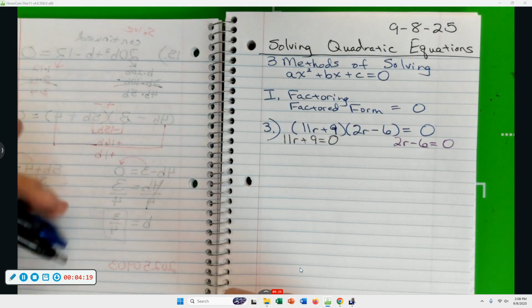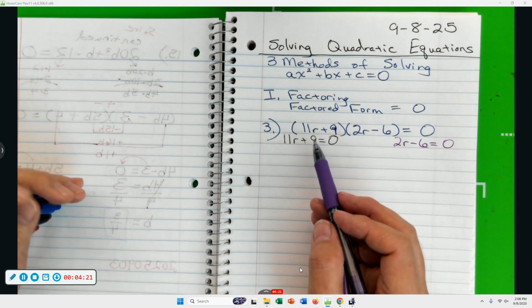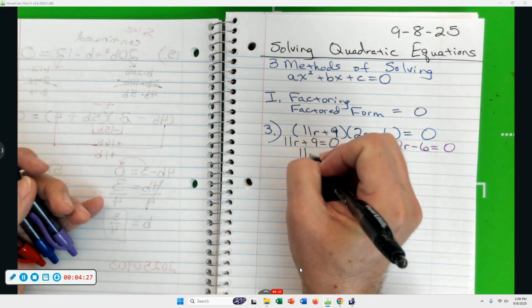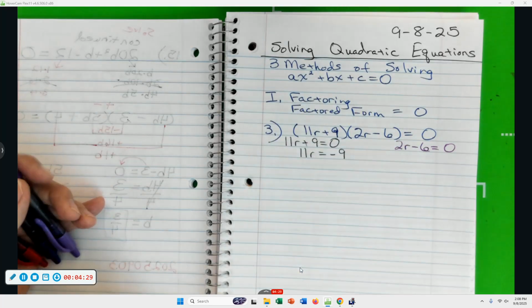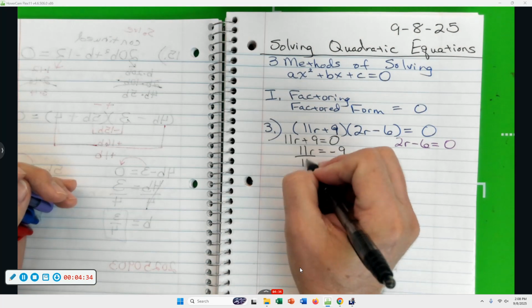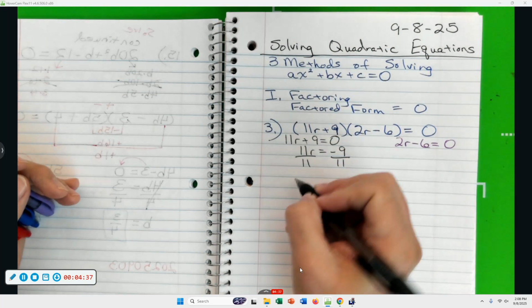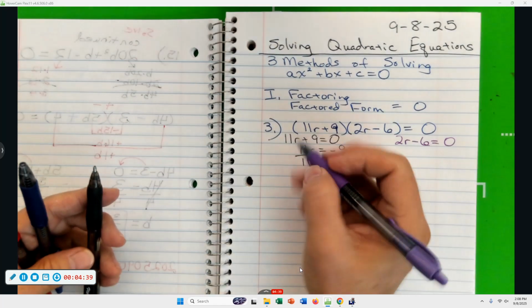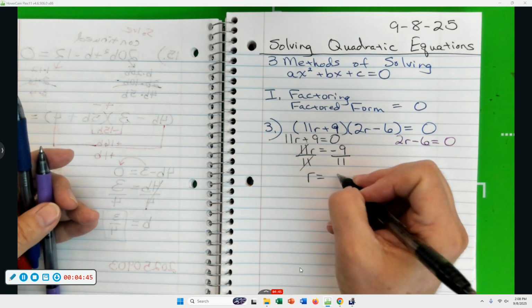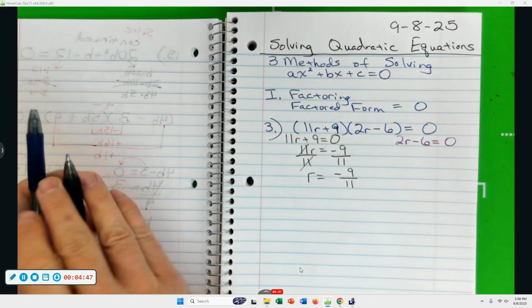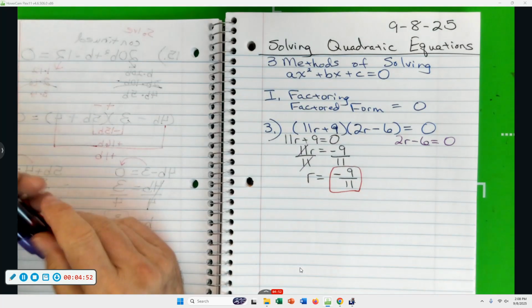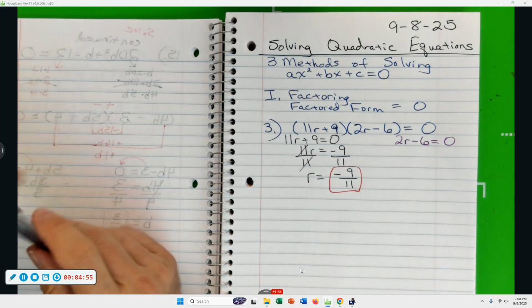What is it? Okay, so we're subtracting the 9. Minus 9, that gives us 11r equals negative 9. And then divide by 11. Divide by 11. So there's my first answer. Realize 11 divided by 11 just gives me 1r equals negative 9 over 11. And so negative 9 over 11 is my first answer.